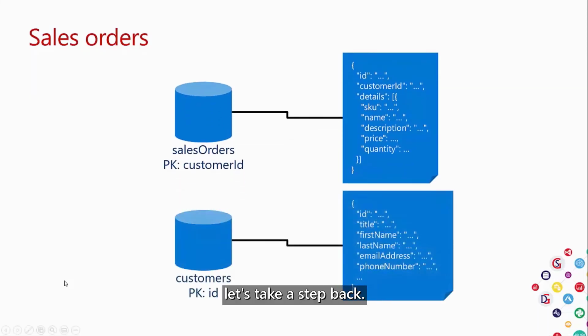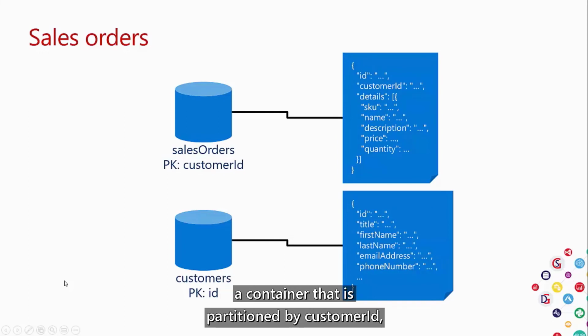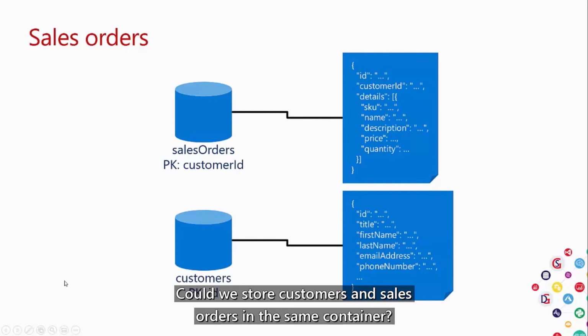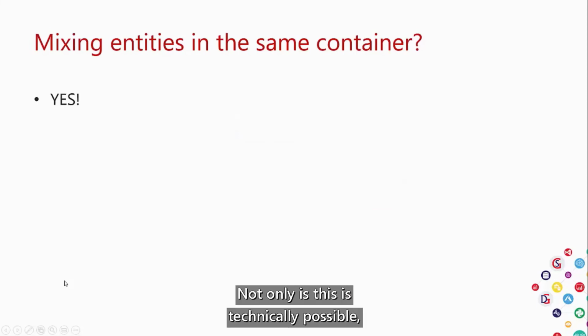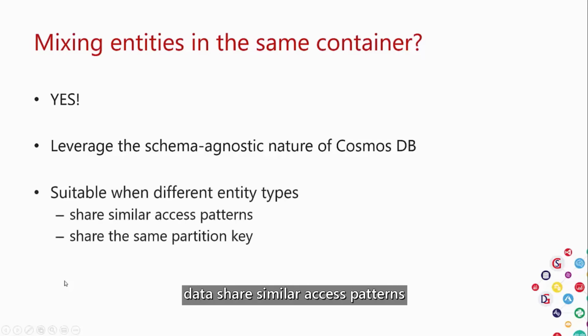Before we go any further, let's take a step back. When looking at containers we've defined so far, it's interesting to note that we already have a container that is partitioned by customer ID, and that's the customers container. So could we store customers and sales orders in the same container? The answer is definitely yes. Not only is this technically possible, it's a best practice for a NoSQL database. Cosmos DB is schema agnostic, so this is something that is totally supported. And it's suitable when data share similar access patterns and share the same partition key.